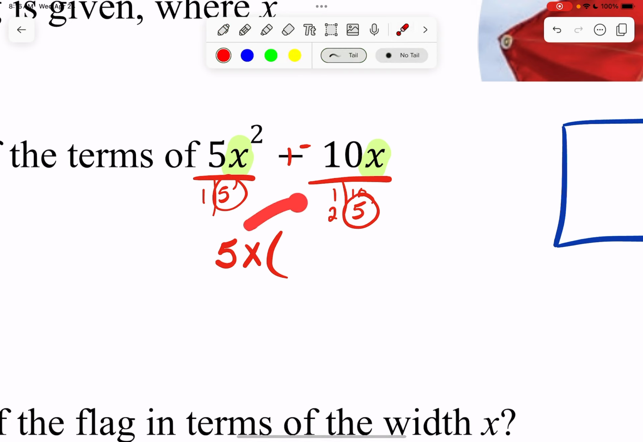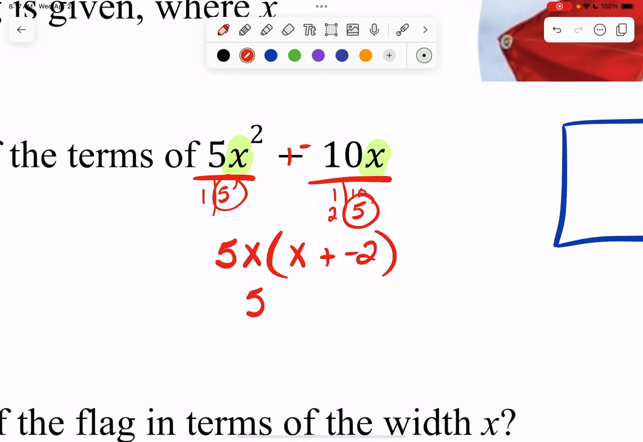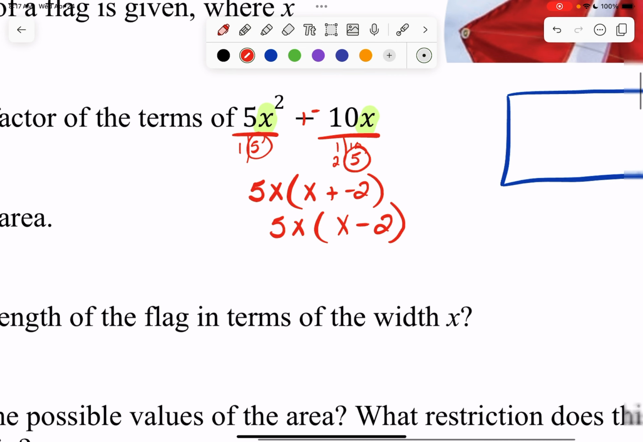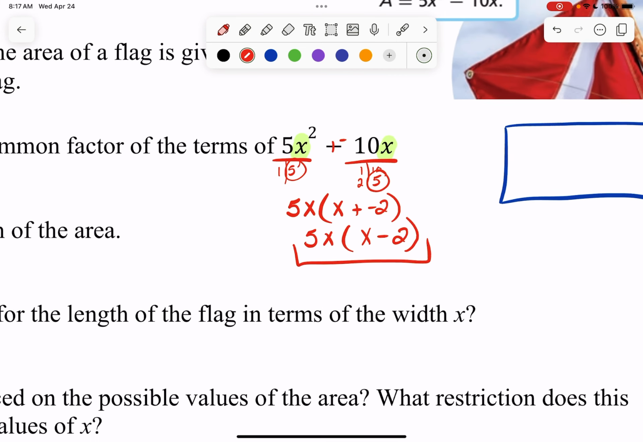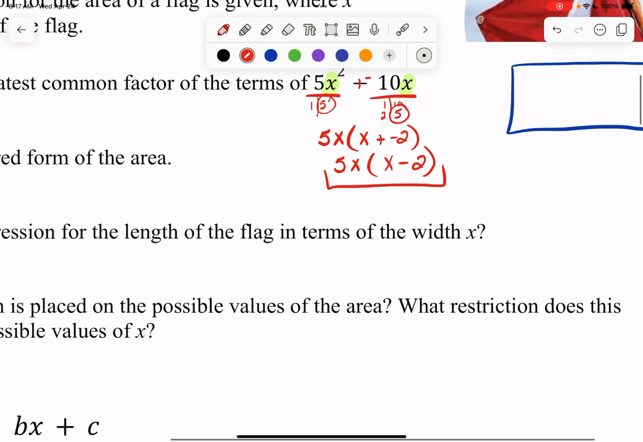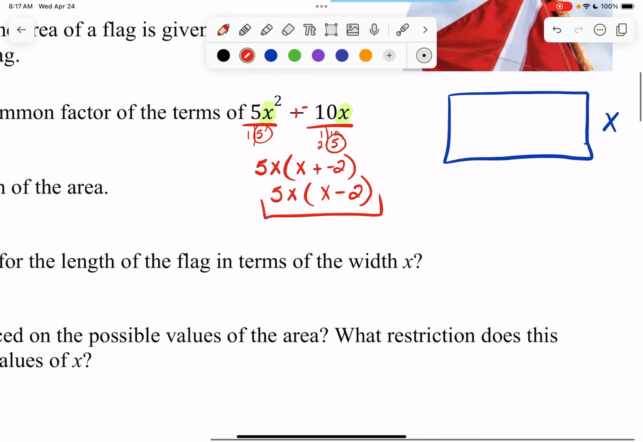So 5x times what gets me this first term? Times an x, plus 5x times what gets me negative 10x? That would be a negative 2. So 5x times x minus 2, if I write it as a subtract. Write the factored form of the area. Ta-da! We've got it. There it is. 5x times x minus 2. Next it says, what is an expression for the length of the flag in terms of the width x? So we want to come up with, what is this length?